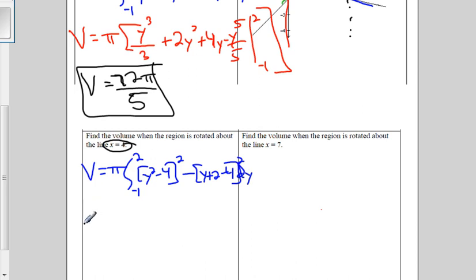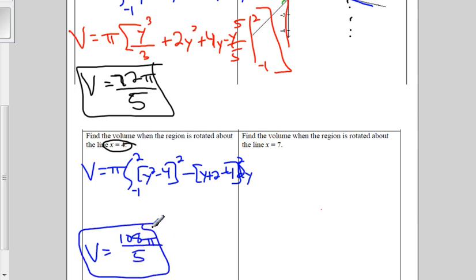Okay, and you work on that, but you should end up getting 108 pi over 5. It's just two steps of algebra, and then a step of the fundamental theorem of calculus. So again, 108 pi over 5, and we'll do the steps out on the last one.